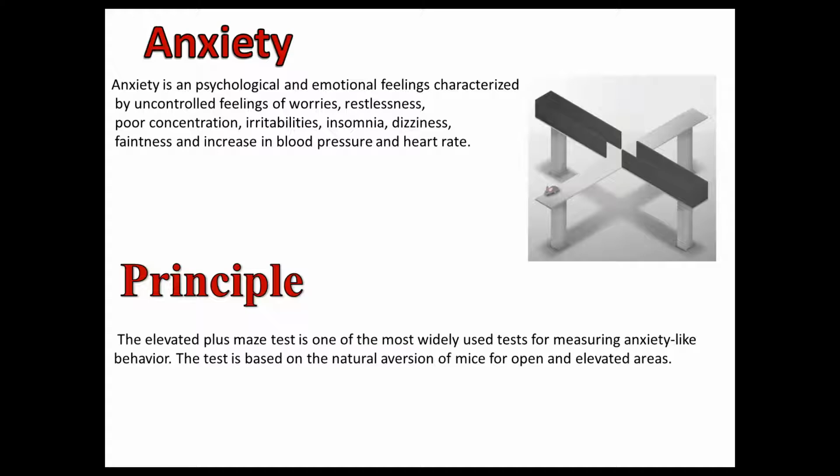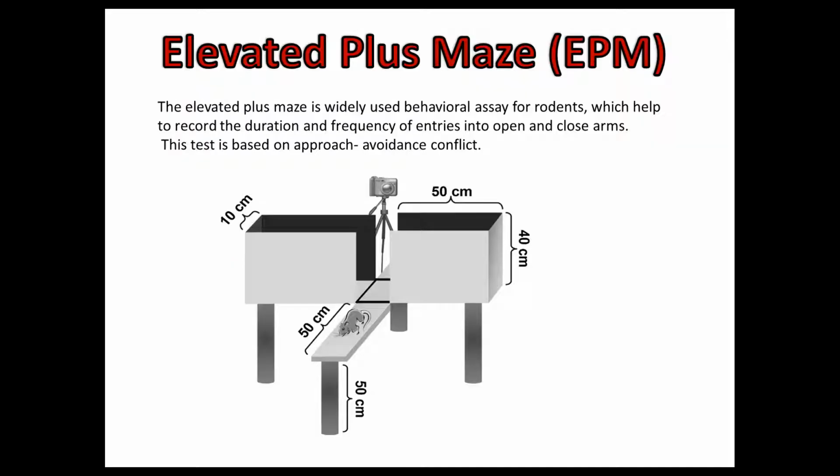And its principle. The elevated plus maze test is one of the most widely used tests for measuring anxiety-like behavior. The test is based on the natural aversion of mice for open and elevated areas. It means that the mice don't prefer to go to open places and also to heights. The elevated plus maze is a widely used behavior assay for rodents, which helps to record the duration and frequency of entry into the open and closed arms.